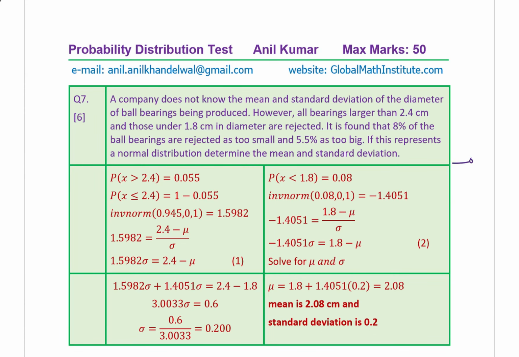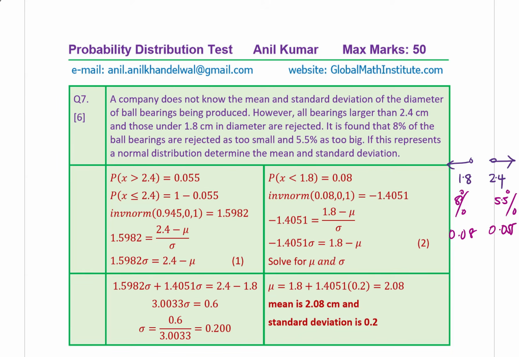So in this case, we know what is included and what is not included, correct? We are saying that all the bearings larger than 2.4 are rejected and smaller than 1.8 are rejected, correct? And we have also known what is there. It is found that 8% of ball bearings are rejected as too small, and 5.5% are too big, right? So convert them to decimal values, and then we know how to solve this, correct? So follow the steps as shown here.